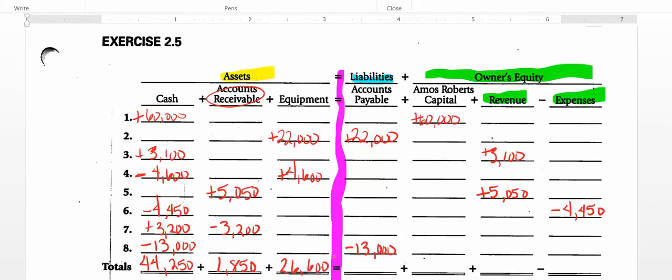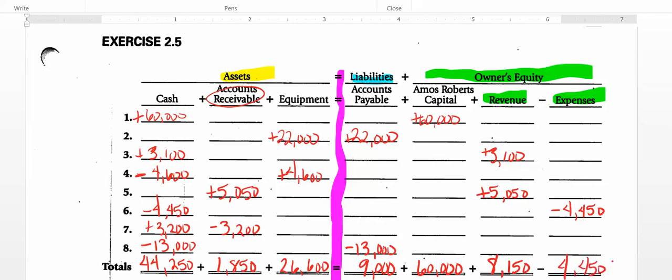For equipment, we're going to add the two numbers together for $26,600. For liabilities, we're going to subtract $13,000 from $22,000. That will leave us $9,000 that we still owe people after the end of this month. Our capital remains $60,000. We didn't take anything out of our business capital-wise. We have $8,150 in revenues. That's money we made doing what we do. And we had $4,450 of expenses. Now we don't put an extra minus sign there.